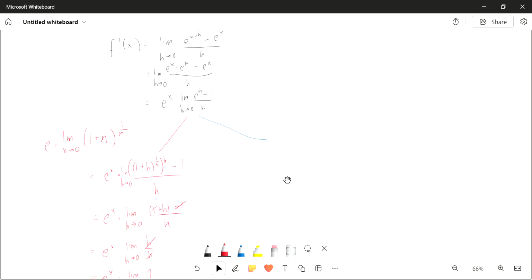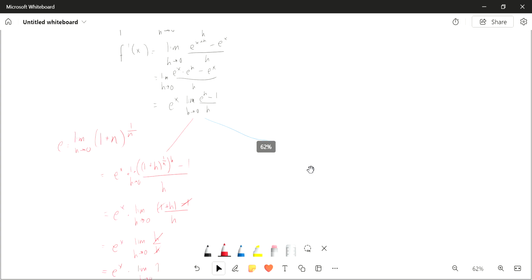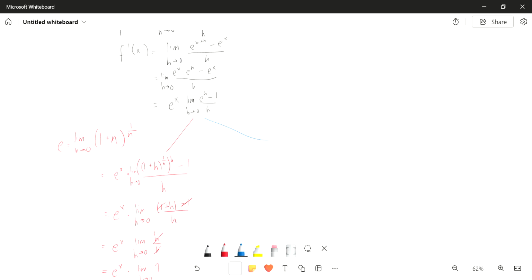In fact, e to the power of x and 0 are the only two functions, or e to the power of x multiplied by some constant and 0 are the only functions that have themselves as their own derivative.